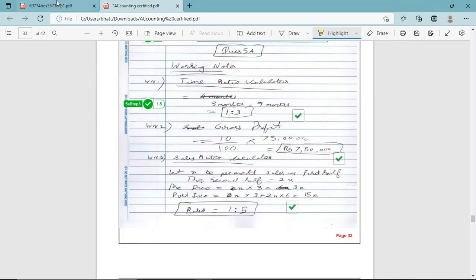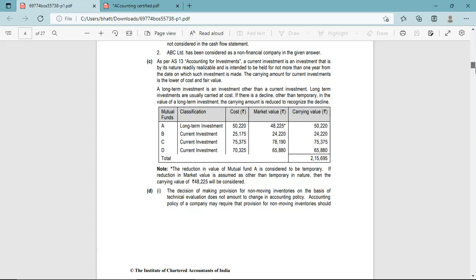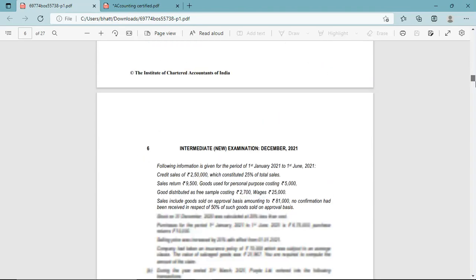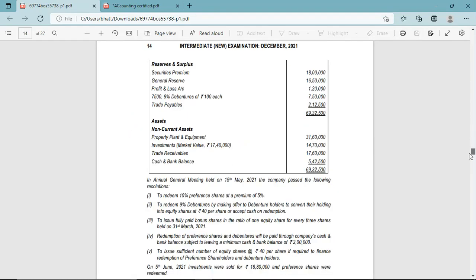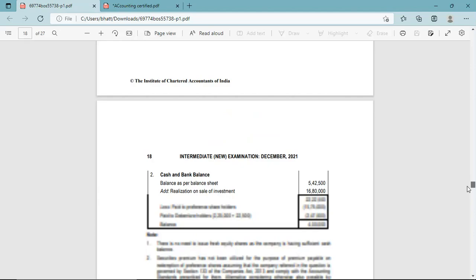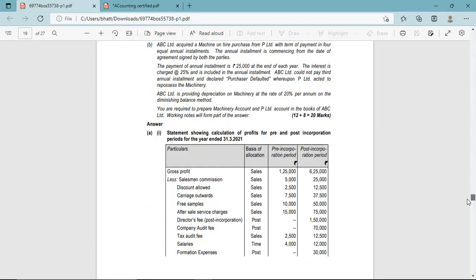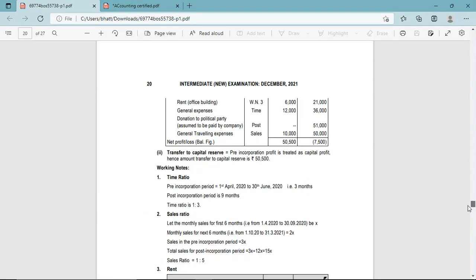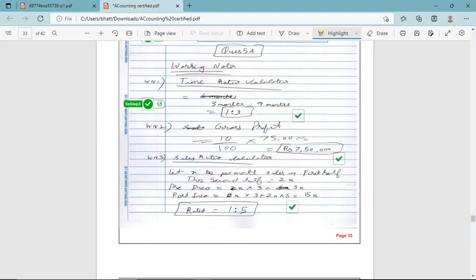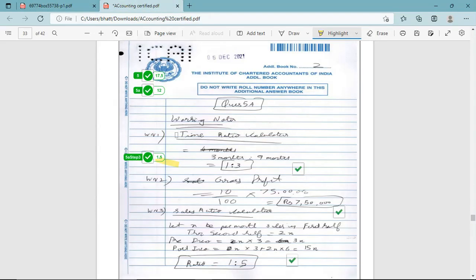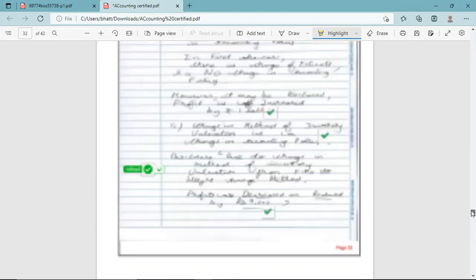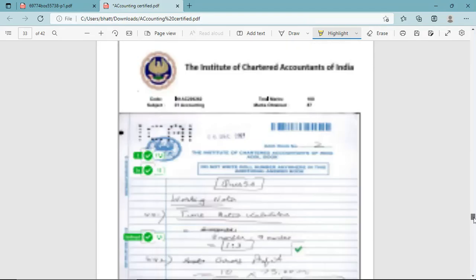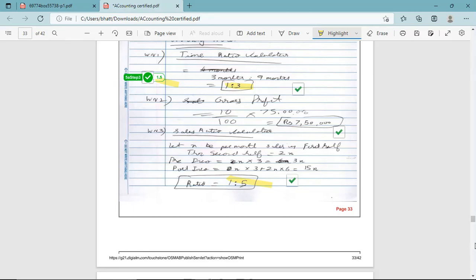Then I attempted the fifth A question, law, profit and loss pre and post incorporation. This was the fifth question, worth 12 marks, and I'll show you. 1.5 marks were for the time ratio, sales ratio, and portion, and these three amounts had 1.5 marks, so half mark each, which the examiner has ticked.